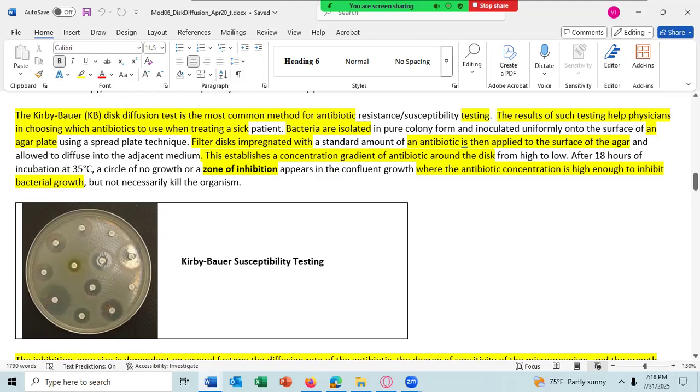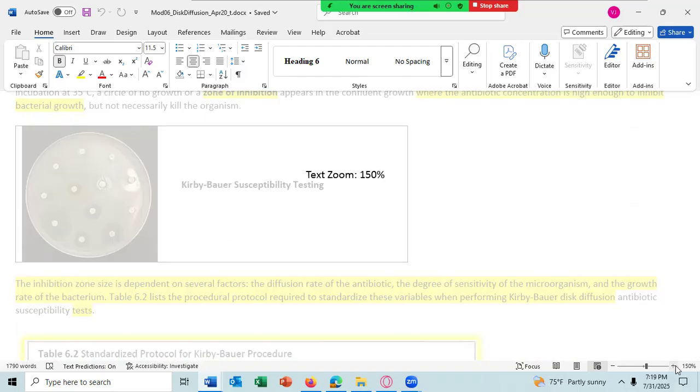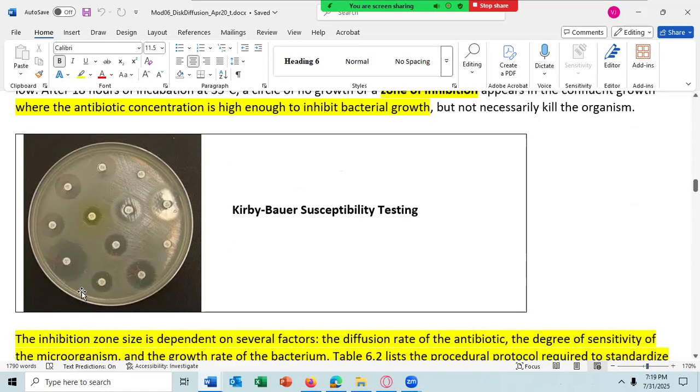Where there's antibiotic concentration high enough, you'll get a zone of inhibition around the bacteria. It may not kill the organism, but it will inhibit the bacteria's growing. So there we have a very large zone of inhibition. Let me blow that up a little bit. A very large zone of inhibition around this antibiotic, a small one around that antibiotic, essentially none around these two, maybe that one too. Okay.